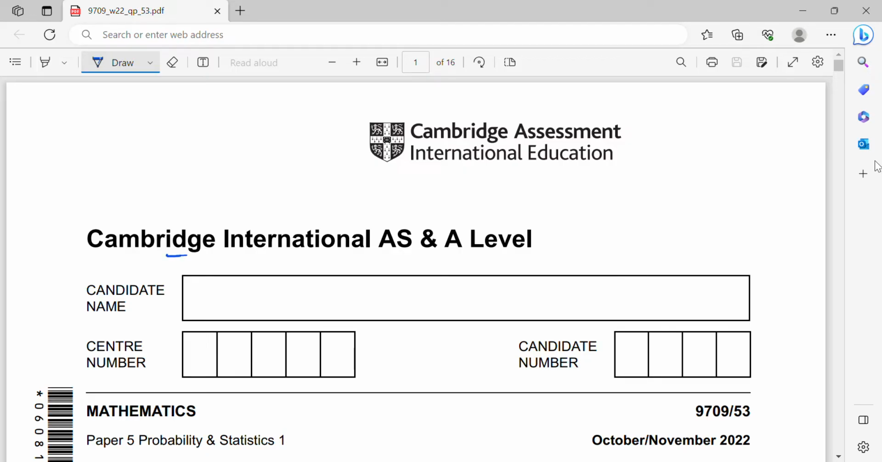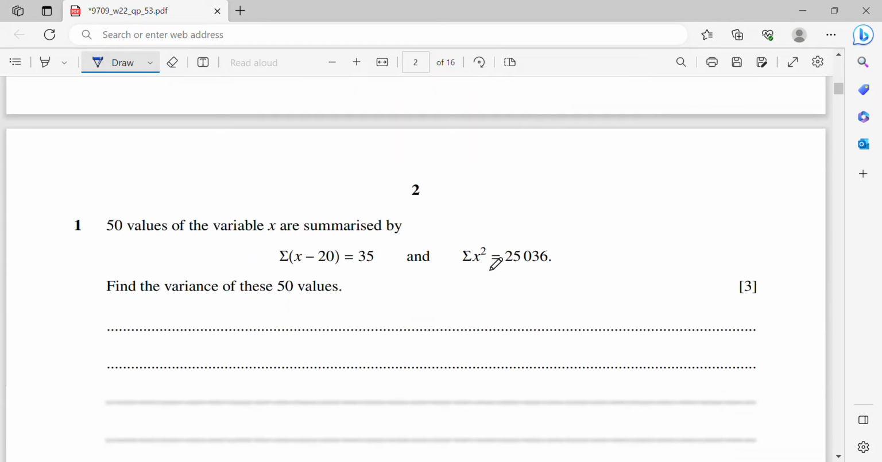This video is to discuss Cambridge International AS and A-Level Mathematics, Paper 5, Probability and Statistics 1 for October-November 2022, and the code is 9709/53. Okay, so let's move on to question 1.